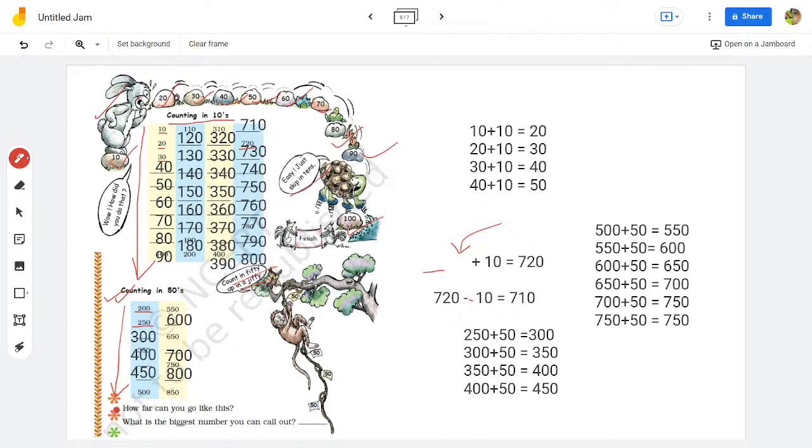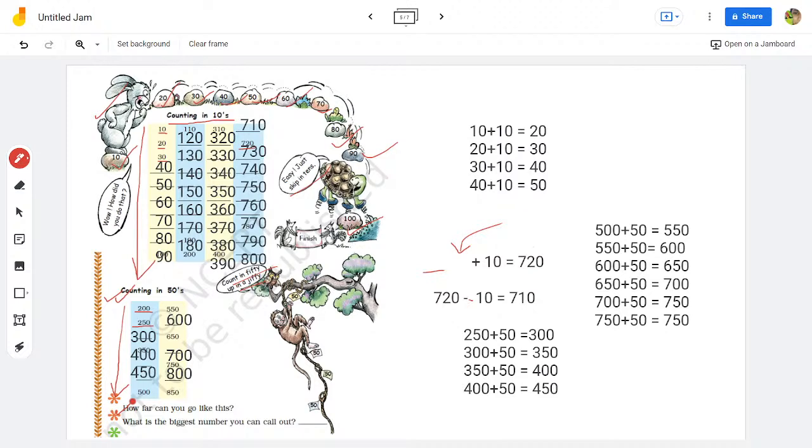So there's another question down. How far can you go like this? So what do you think? If we just keep on counting in tens or counting in hundreds, how far can we go this way? Is there any limit? No, there's no limit to such numbers. We can go on and on and on till infinity. There's no end of numbers. So we can go on till infinity.